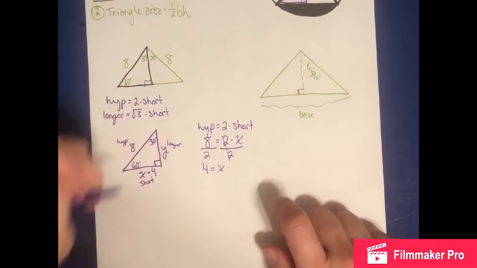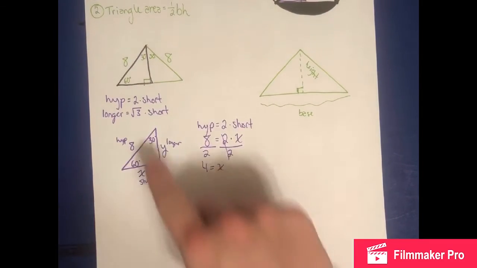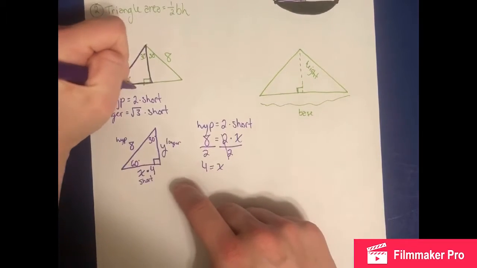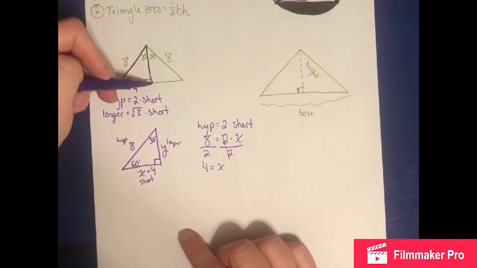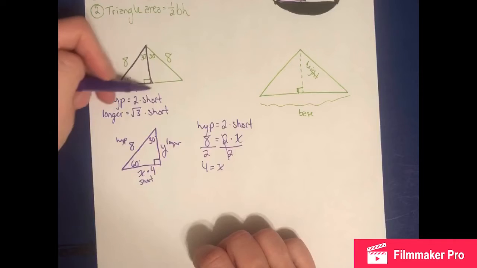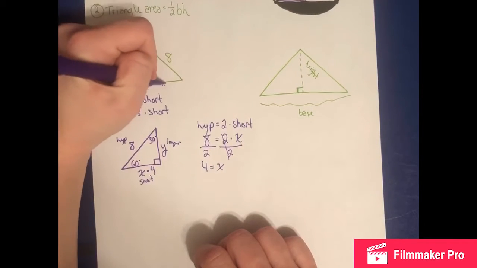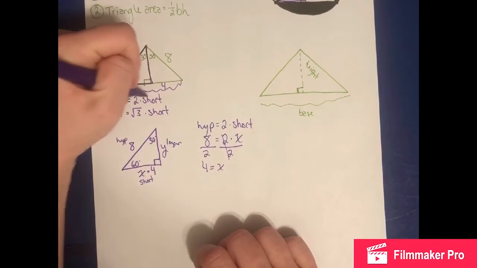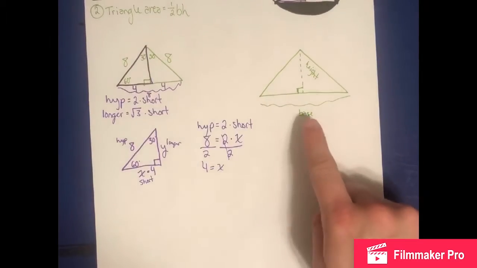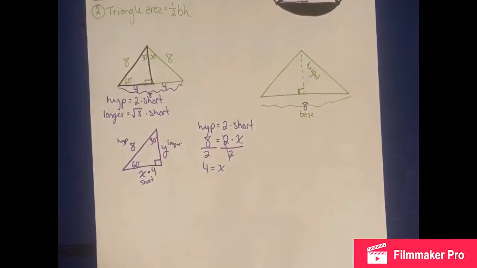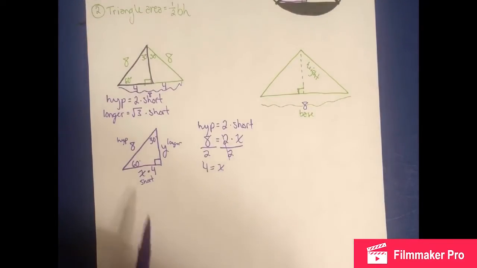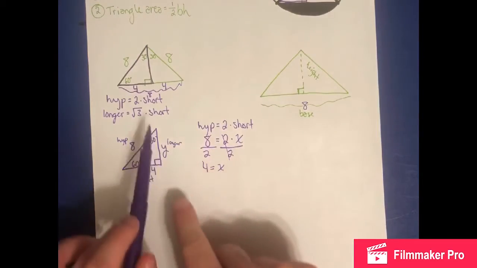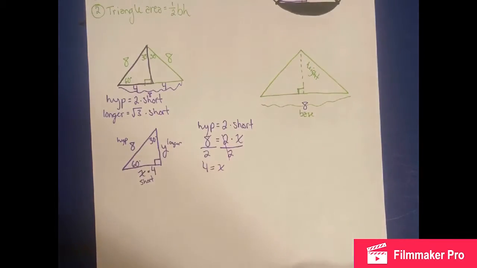Put it here. So this is 4. So I'm actually going to go up to here and put 4 in here. Now because this was a perpendicular bisector, if this is 4, this is also 4. Making this whole thing 8. I'm going to go over to the base. My base is 8. Let's go down and find the longer because that'll help me with my height.